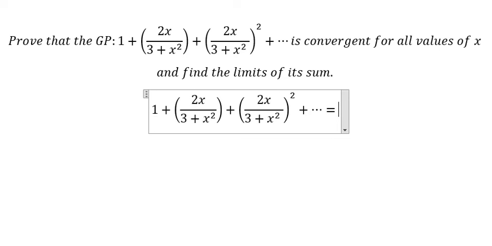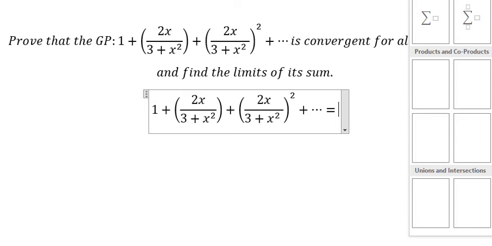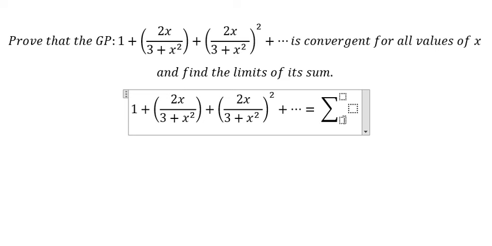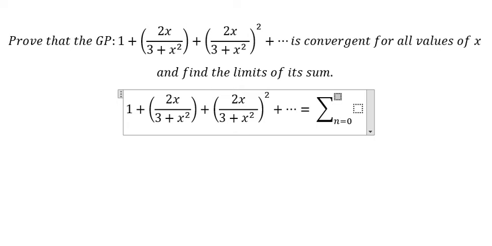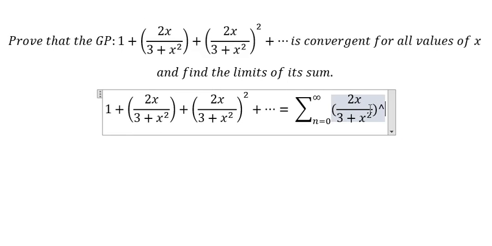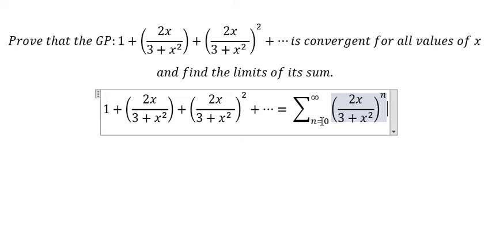So we can use the series in here, and that should be the summation. I will put n equals 0 to positive infinity, and the terms of this one is about n, because when n equals 0, this one we have 1. When n equals 1, we have this one, and so on in here.